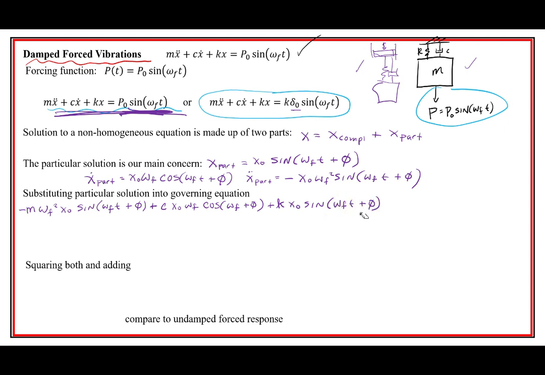That f doesn't look like it's a subscript anymore, does it? Make it look like a subscript. Okay, a little bit better. And then lastly, equal to P0 times the sine of omega f t. Now, through this, you might have noticed there's something different than we did for the undamped portion.